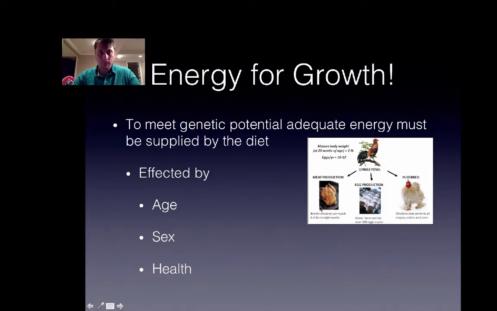broilers. And so to meet the genetic potential that we have selected for in our leghorns, which can produce over 300 eggs a year, or the broiler chicken that can reach 6 pounds in under 8 weeks, we need to provide them with a very nutritious and energy-rich diet. There are some factors that affect the energy that's going to be needed for growth, and so one will be age.